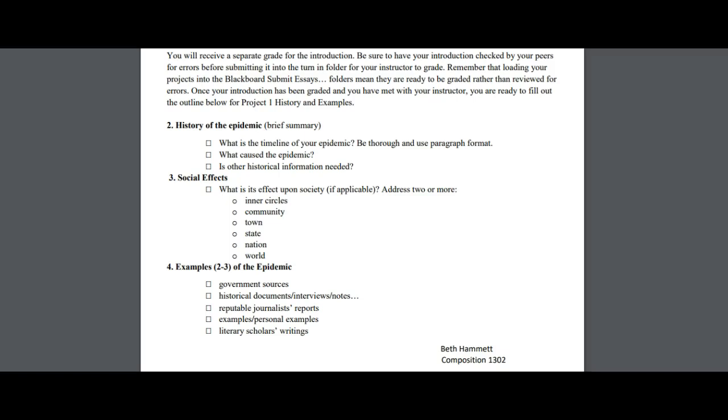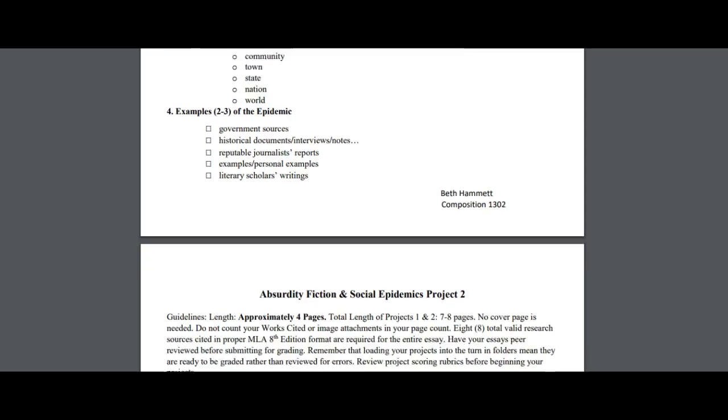Now, sometimes people like to put the examples under the social effects. If you're doing that, make sure you give me that lead-in sentence that lets me know an example of this is, or, you know, here's an example of the epidemic as it happened in a small town, okay, or a city. So make sure, if you're going to do it that way, that I understand exactly what's going on there. Also, when we look at the examples, you'll see that they'll be labeled.